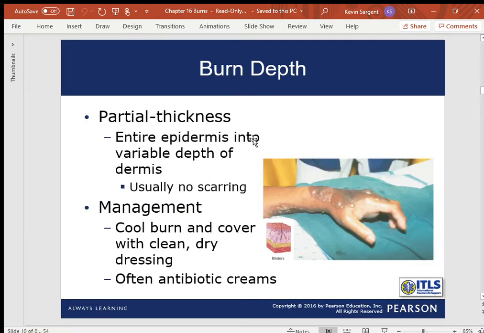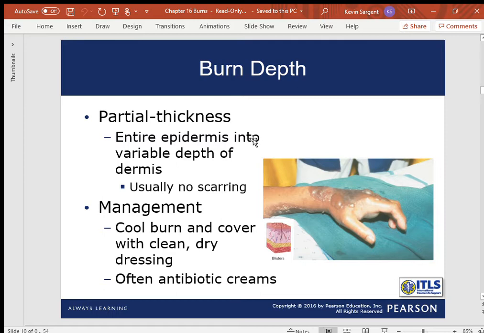Partial thickness burns are denoted by the blistering. There's not normally scarring with this. The depth is variable. Management, we want to cool the burn, we want to cover it. We want to use dry, clean dressings. Okay, so we don't want to pop blisters. Antibiotic creams are very rarely ever recommended in the pre-hospital environment. They're normally recommended after they get debrided at a burn center.